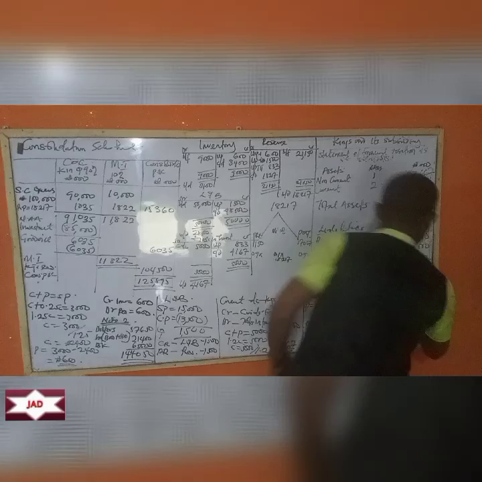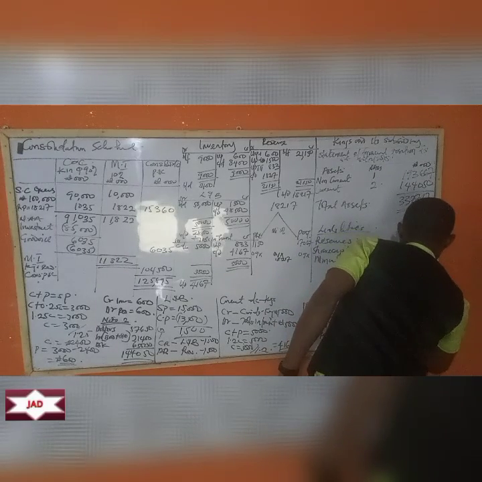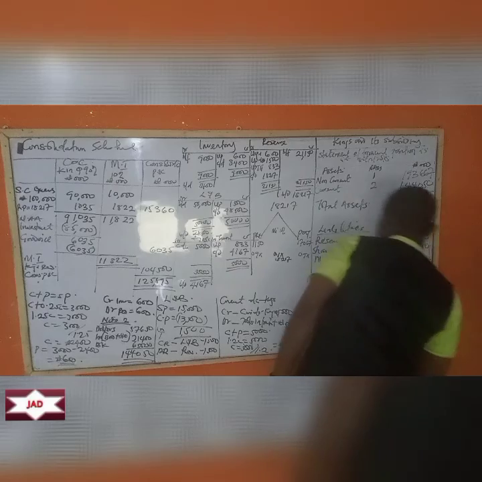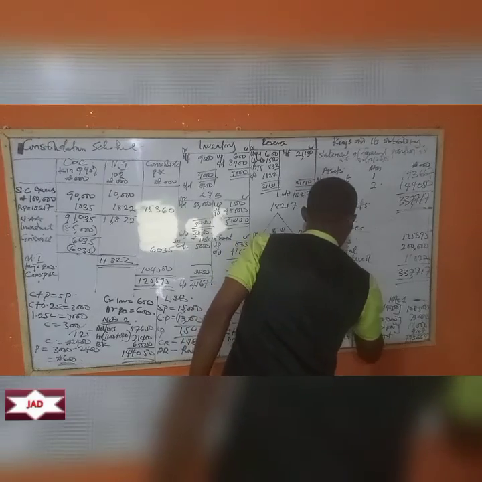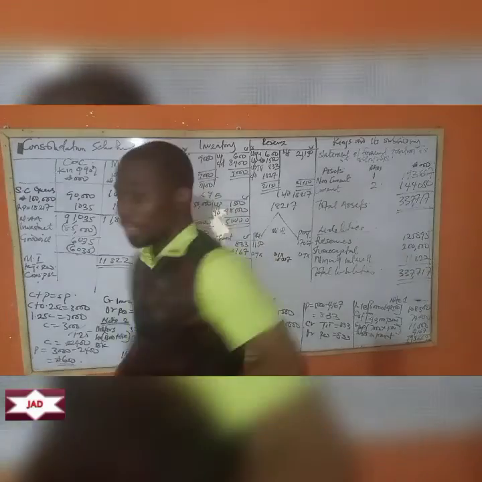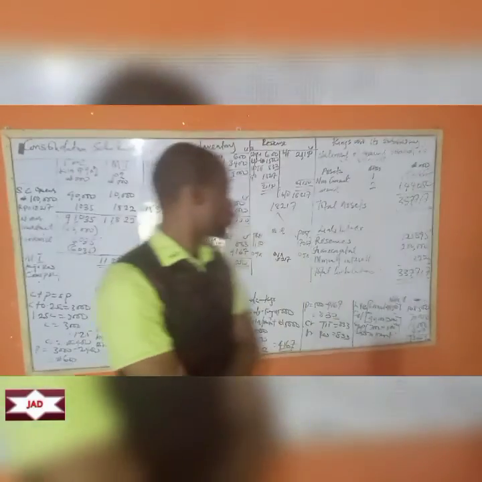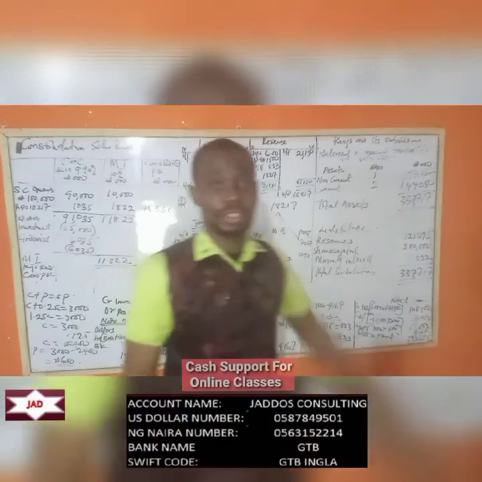Okay? So that's it. So what do we have? 125895 plus 200,000 plus 11,822 gives 337717. So this is your total liabilities. Okay. So what we've done here is to prepare a consolidated balance sheet.